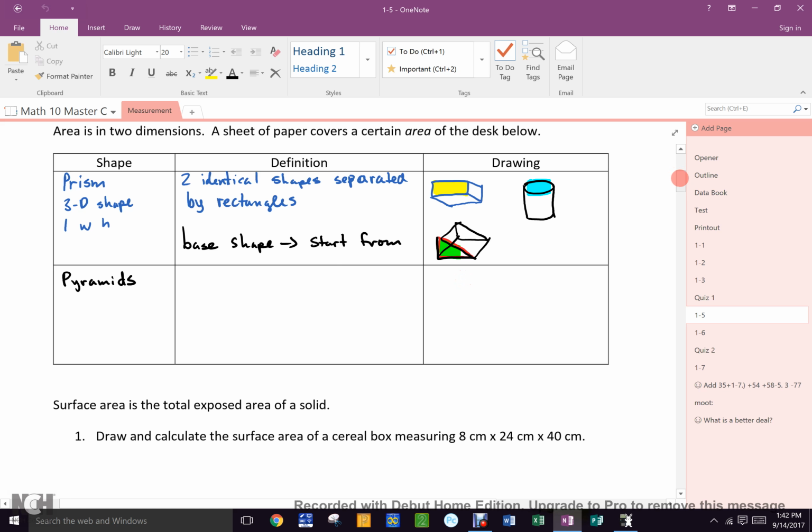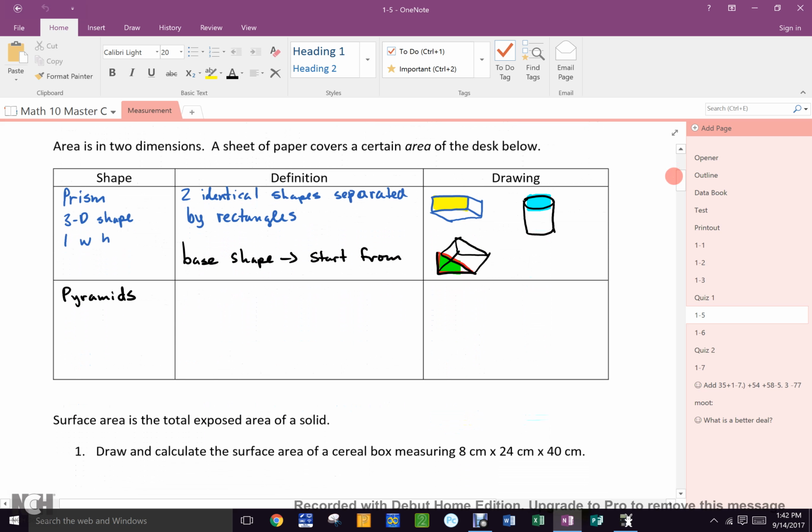Our work on page 27, please. 27. We've already done the first little bit. Let us carry on.